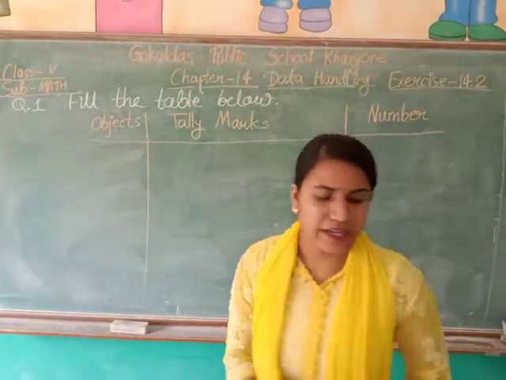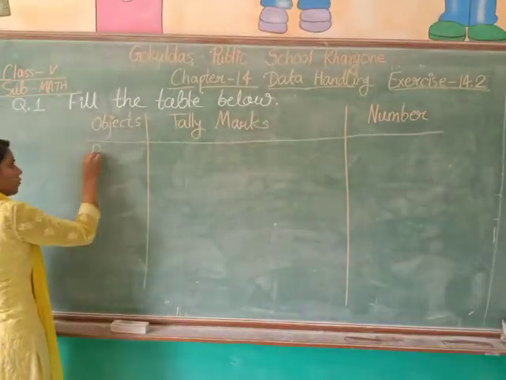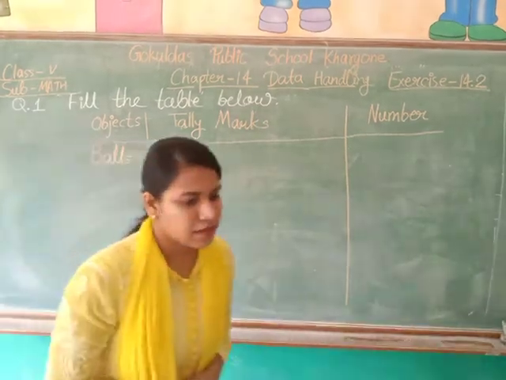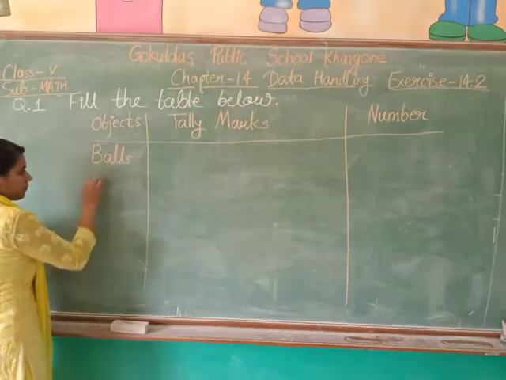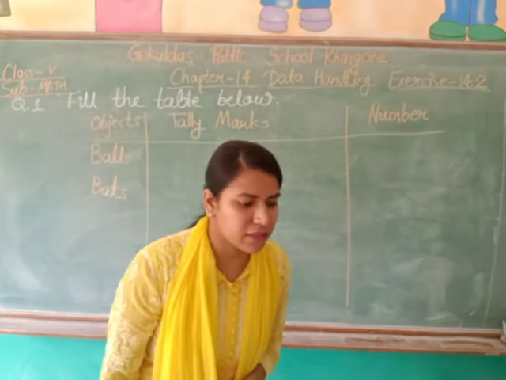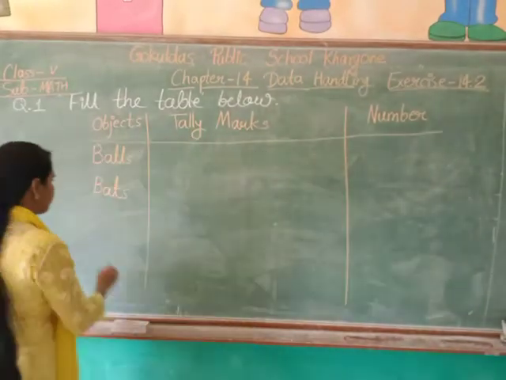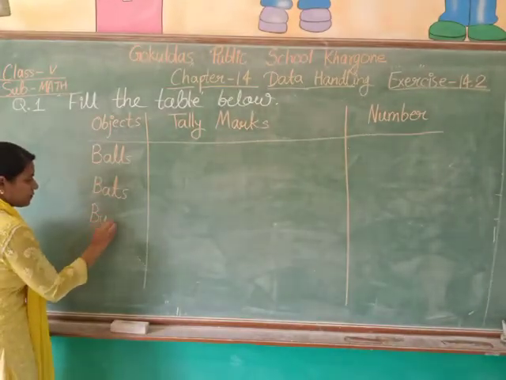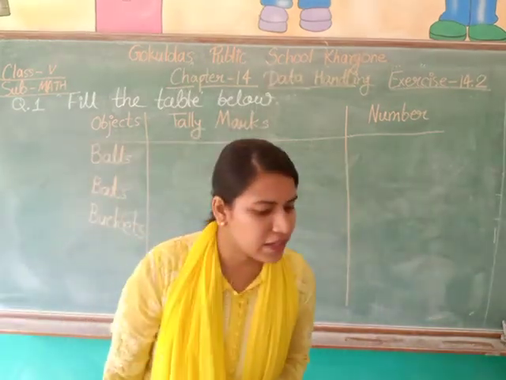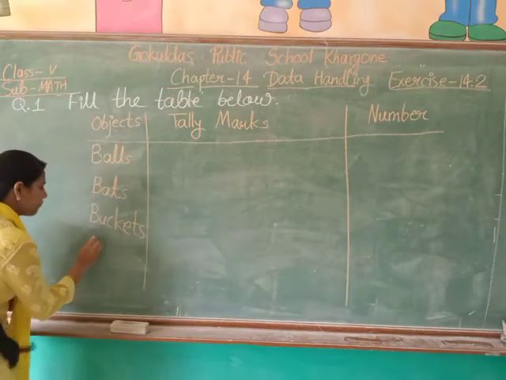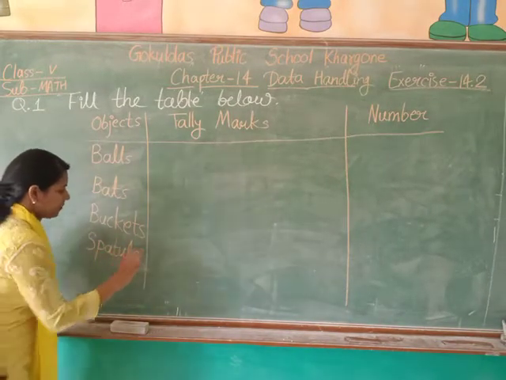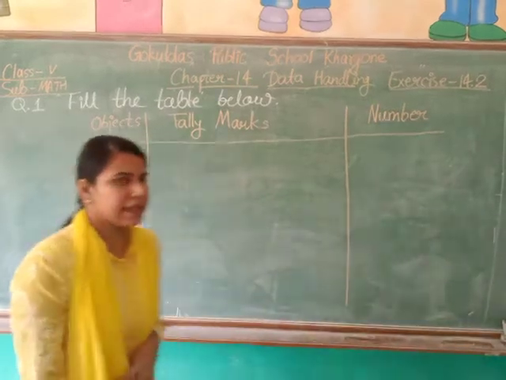The first object is ball. Next object is beds. Next object given in the table is buckets. And the next one is spatula. And the last object is caps.